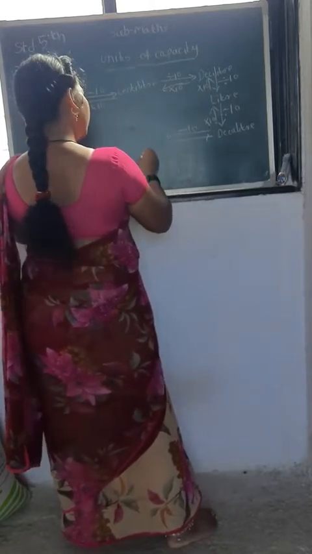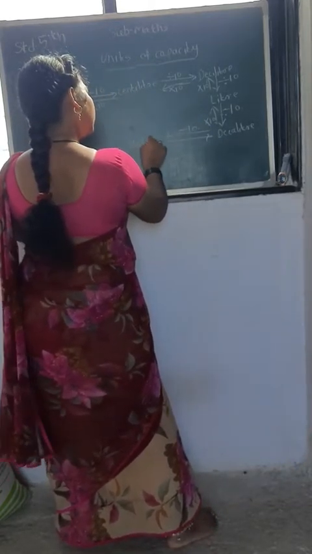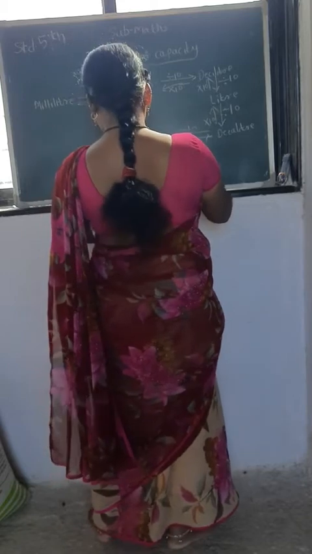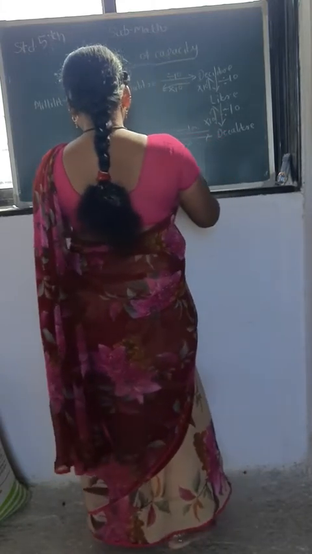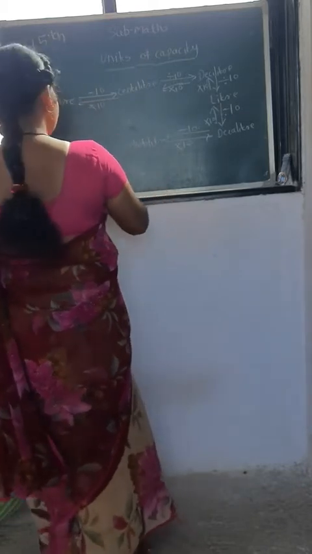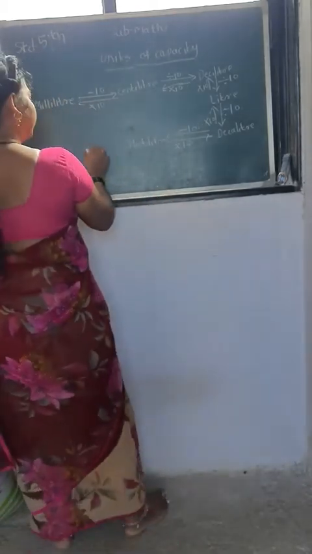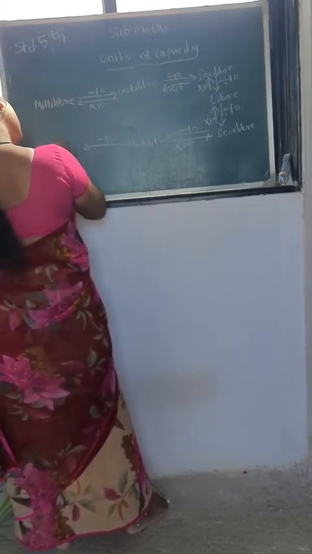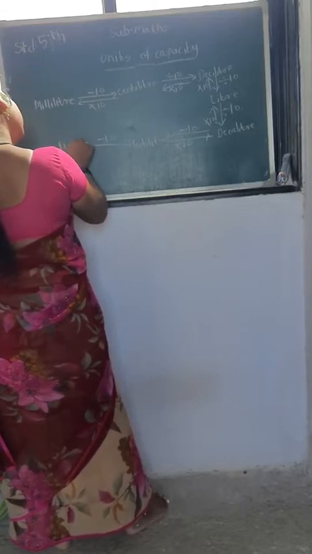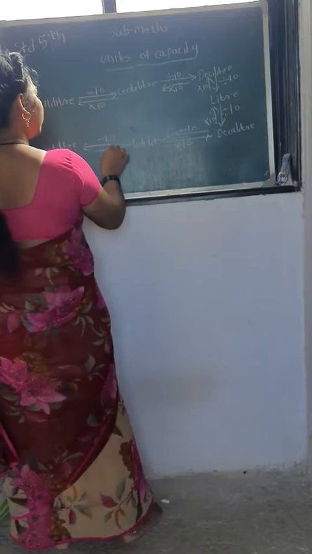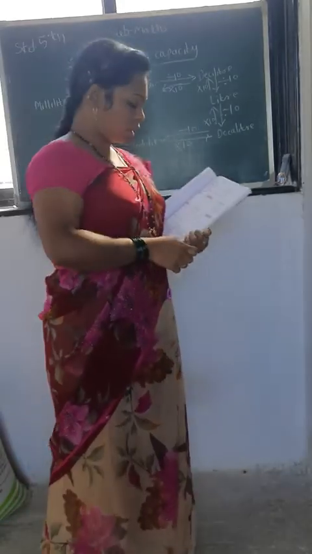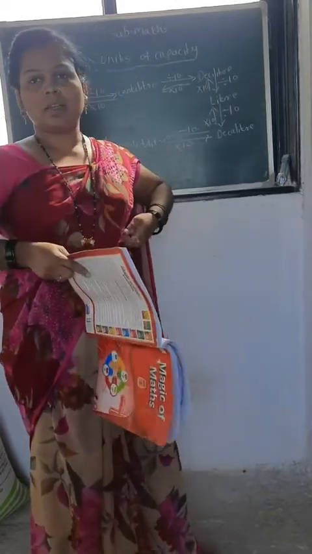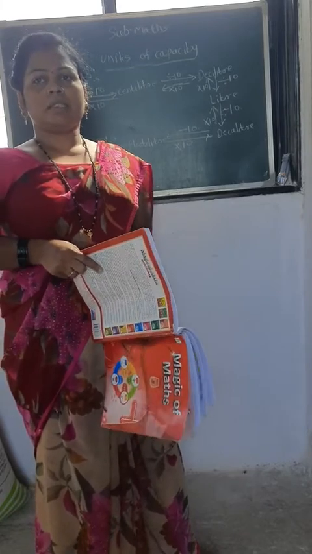Decaliter divided by 10, we get hectoliter. And multiply by 10. Next conversion is hectoliter divided by 10, we get kiloliter. And kiloliter multiplied by 10, we get hectoliter. This is conversions or units of capacities.